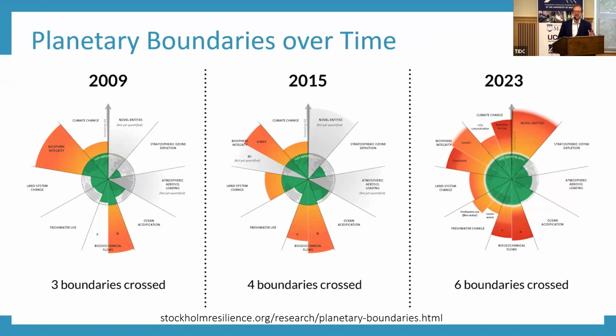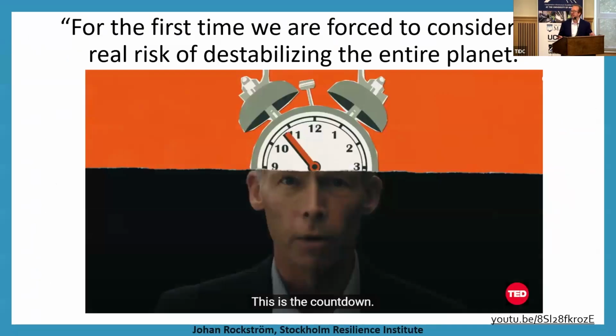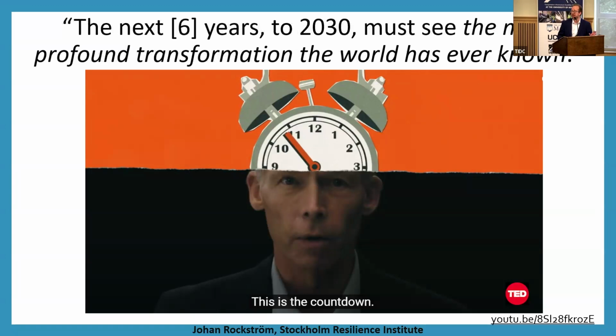Again, the idea is not the world is doomed. It's we've got a lot of work to do. So I'm inspired by Johan Rockström, who leads the Stockholm Resilience Institute. He gave a wonderful TED Talk on YouTube. You can watch it. Back in 2020, he said, for the first time, we are forced to consider the real risk of destabilizing the entire planet. This is the countdown. And so for the next 6 years, to the year 2030, we must have the most profound transformation the world has ever known.